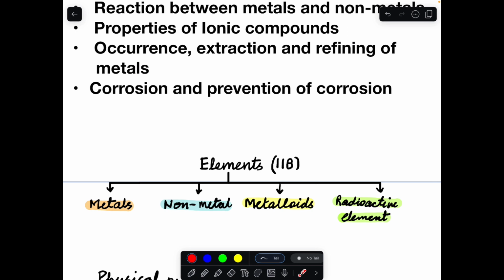And what are metalloids? Metalloids are those elements which have properties intermediate between the properties of metals and non-metals. That is, they are neither purely metal nor non-metal. And the radioactive elements are those unstable elements which show the phenomenon of radioactivity, that is, emission of highly energetic penetrating radiation, that is alpha, beta, gamma rays.